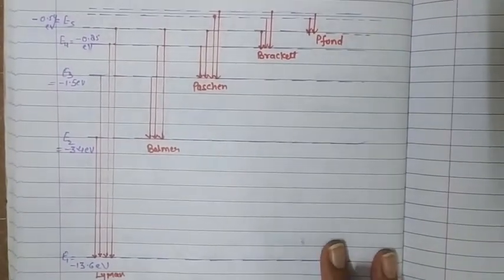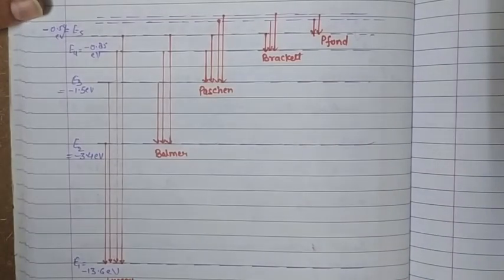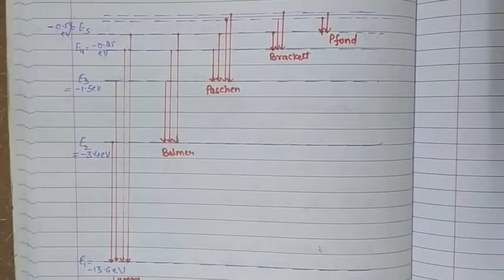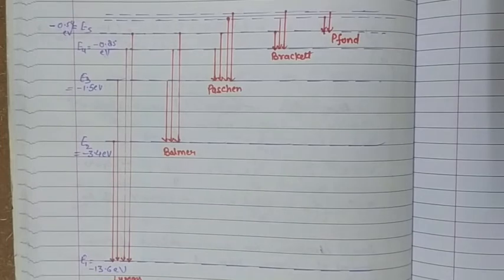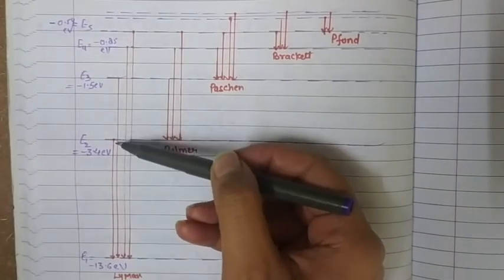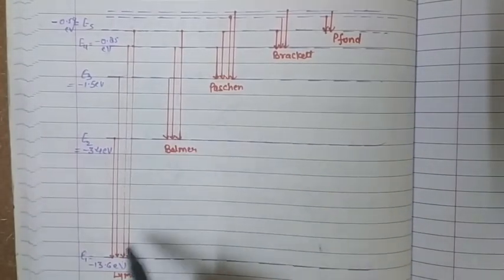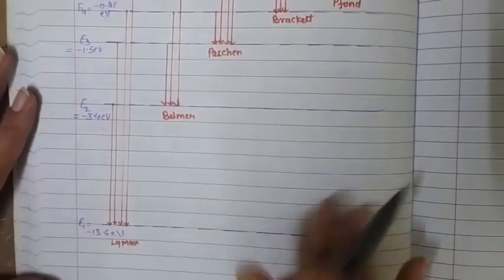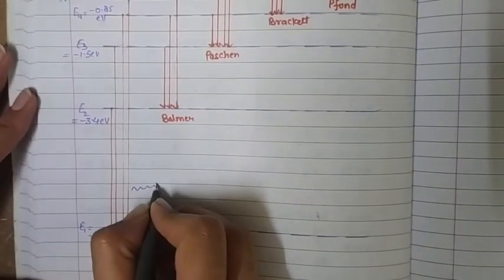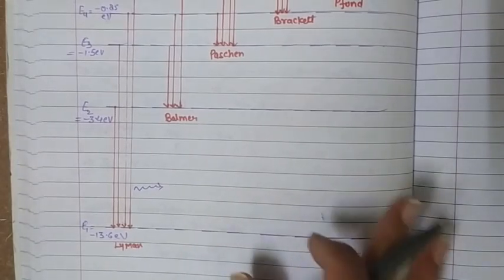So here in the diagram we have the energy level diagram for the hydrogen atom. Since we know that whenever an electron transits from a higher energy level to the first energy level, so this is the first energy level, the radiation it will emit will come under the Lyman series. Okay.